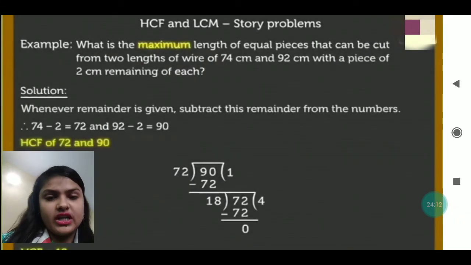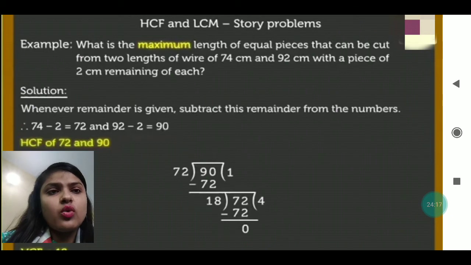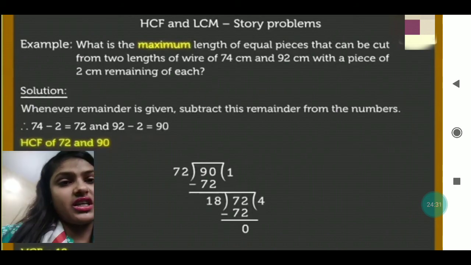In the same way, this is what is in this question. What is the maximum length of the equal pieces that can be cut from two lengths of wires of 75 centimeter and 92 centimeter with a piece of 2 meter remaining of each? What does this question mean? What is it saying?